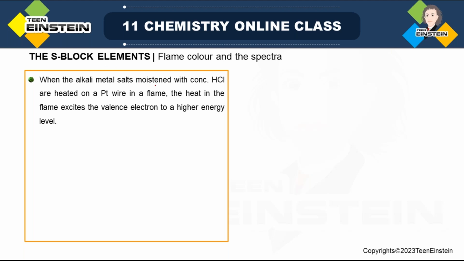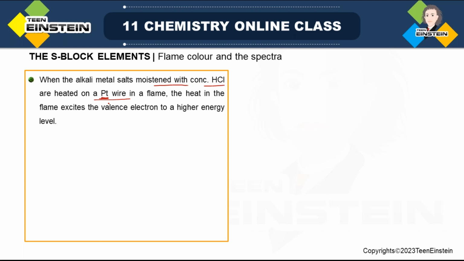So when the alkali metal salts moistened with concentrated HCl are heated on a platinum wire in a flame, basically this concentrated HCl is required because if the platinum wire that you are using has some impurity, suppose you have done some other test previously, then in the presence of concentrated HCl that impurity is destroyed. So now it is a clean platinum wire. That is why concentrated HCl is mentioned.